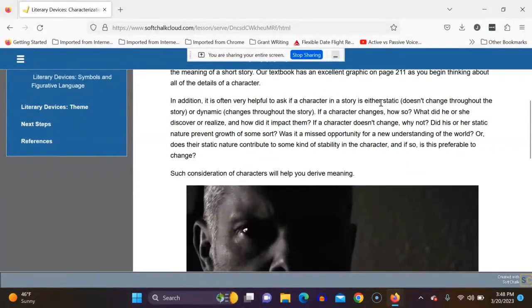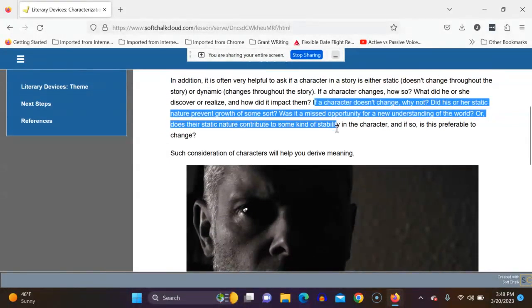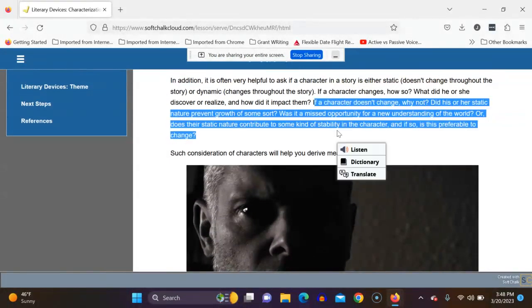And they give you some examples. If a character doesn't change, why doesn't it? That should be a clue, right? Why do they not change? If they do change, why do they change?